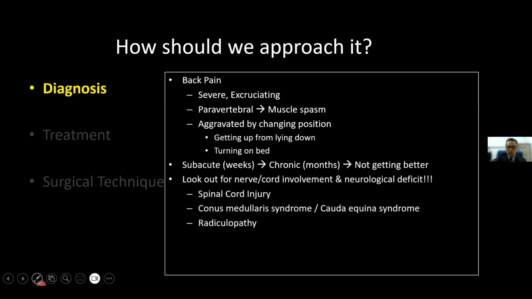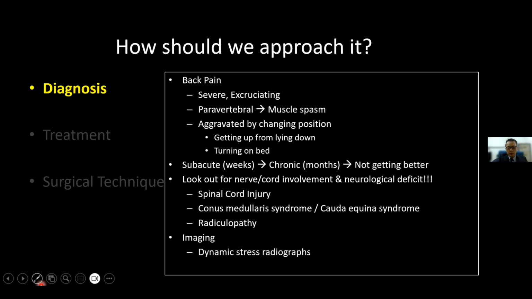Especially, we try to exclude neurological deficit in this group of patients, because the cleft may be large and cause instability or stenosis of the spinal column, leading to nerve or spinal cord compression and further neurological deficiency.